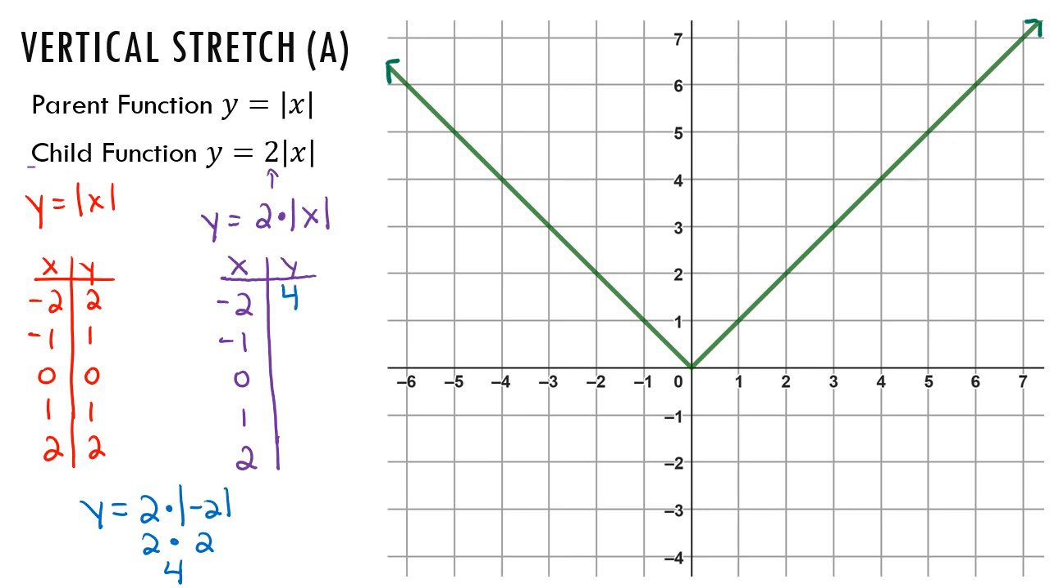Okay? We're going to do the same thing, but now with the -1. The absolute value of -1 is positive 1. Times it by 2, and we get a 2. Going to do the same thing with 0. The absolute value of 0 is 0 times 2 is going to give us 0.